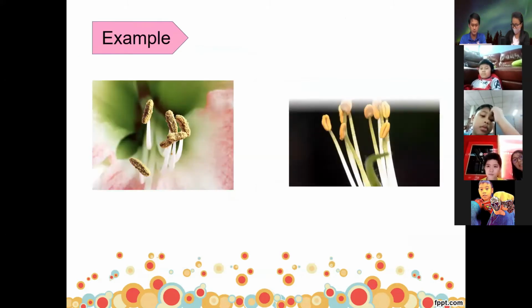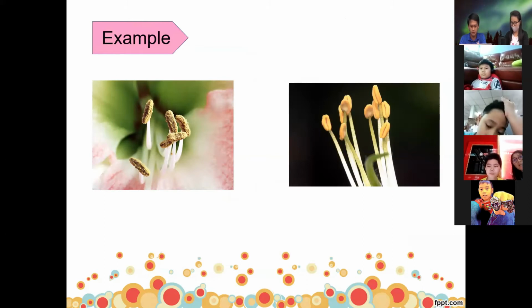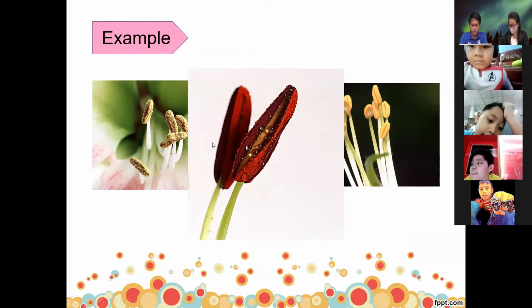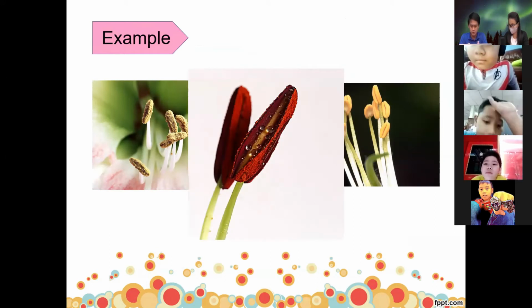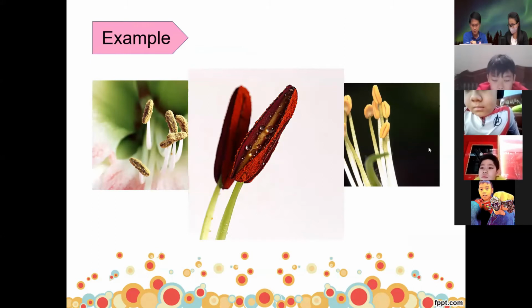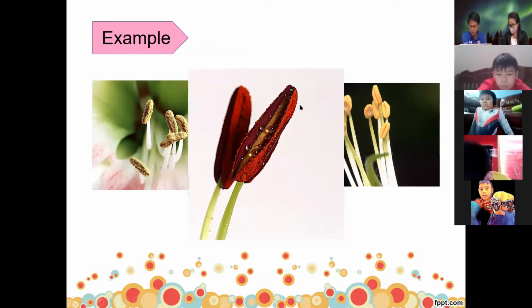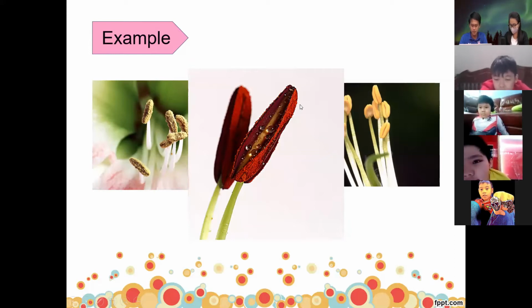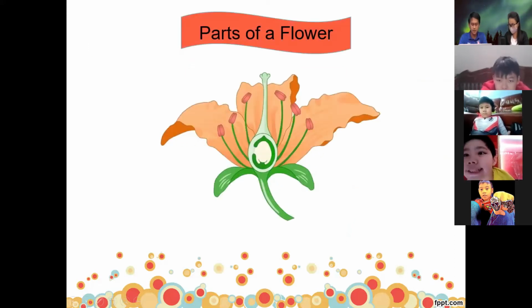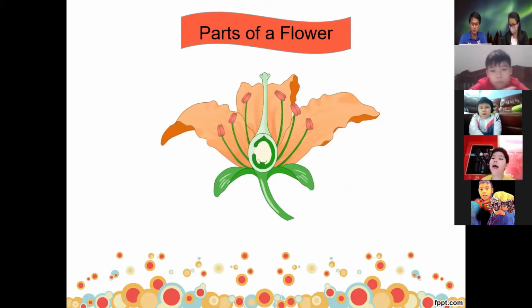Okay. Here are some examples of stamen. If you can see this first part, the stamen has pollens. Pollens are like a small dust. Can you see it? This part? It's like a powder. Those are pollens. Now let's go to the next part of the flowers.